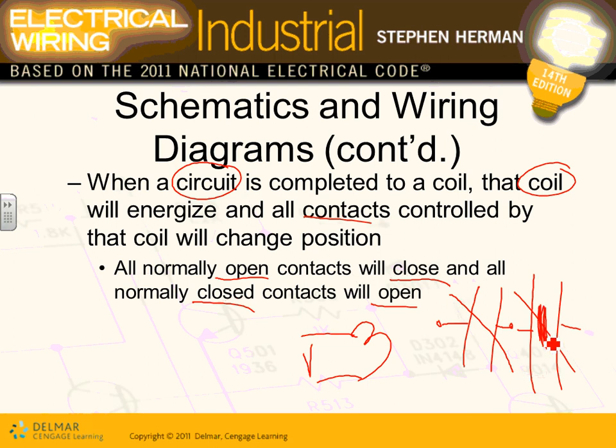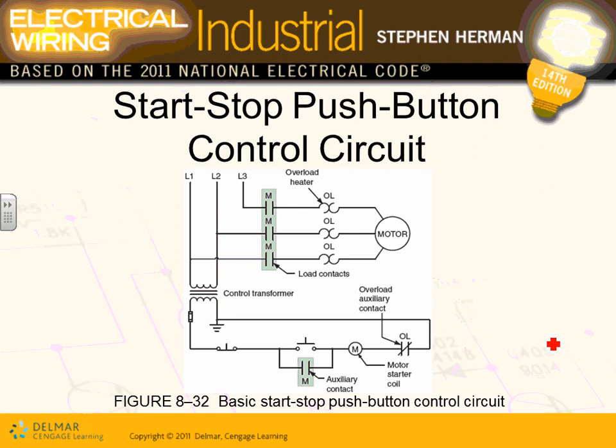When you show them in your diagram, you show them under de-energized condition, this way. This is a normally open contact. When you energize, it closes. This is a normally closed contact. When you energize the coil, it opens. It will help you a lot when you do schematics with us in the third quarter.